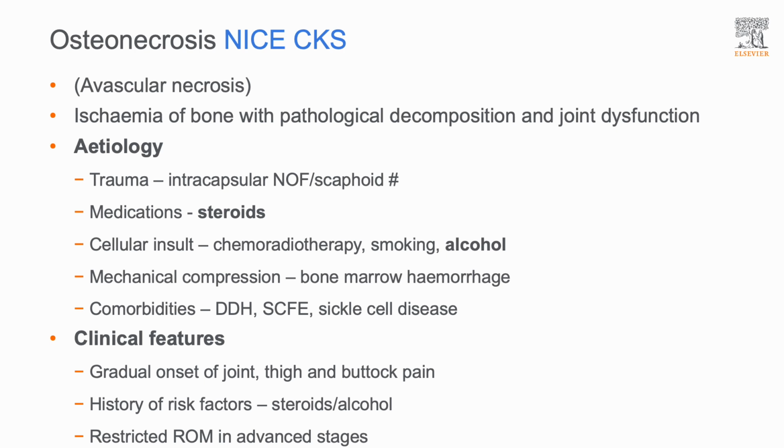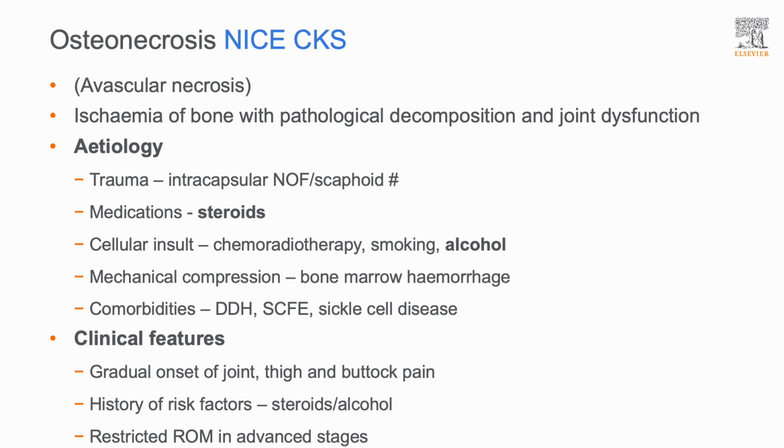There are several risk factors for osteonecrosis development. Trauma to joints with a retrograde blood supply, such as the femoral head or the scaphoid, can result in osteonecrosis. Common associations are with steroids and alcohol, and other factors causing cellular insult such as chemoradiotherapy and smoking can cause osteonecrosis. There can be mechanical compression of the bone blood supply with bone marrow hemorrhage, and comorbidities including developmental dysplasia of the hip, slipped capital femoral epiphysis, and sickle cell disease can increase the risk of development of this condition.